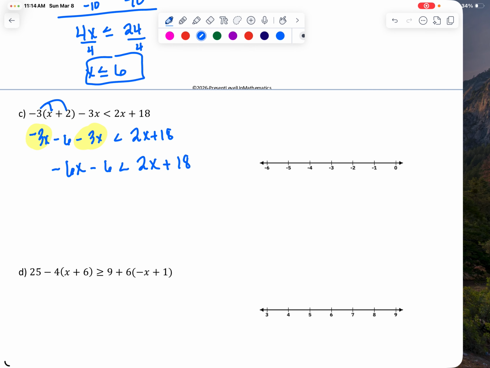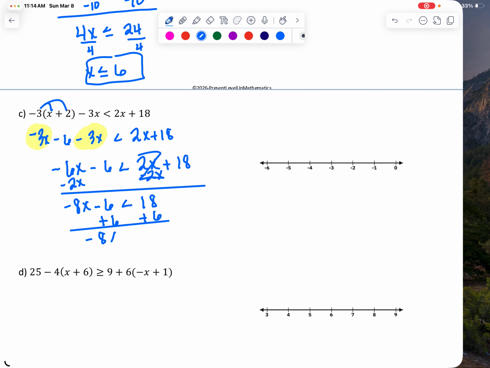Now look on the right side. I do not want the 2x on the right side. I want it on the left side. So I'm going to subtract it to remove it. So negative 6x minus 2x would give me negative 8x minus 6 is less than, this term would zero out, 18. Add 6. So negative 8x is less than 24, and then divide by negative 8.